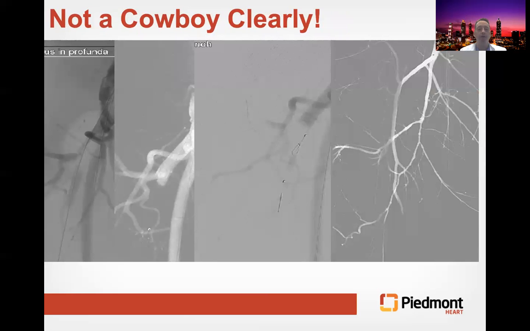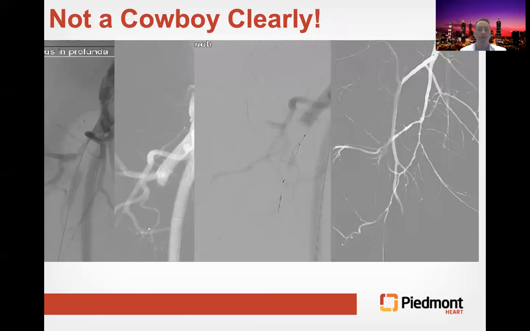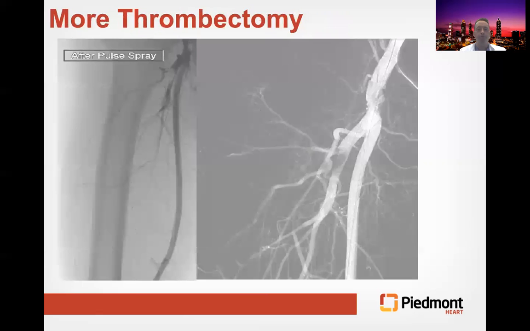I tried going down and lassoing the thrombus using an EPD. Clearly, I'm not a cowboy. I could not lasso well. I was able to go down there and basically do balloon angioplasty and restore flow to the profunda at low pressure. After pulse spray thrombolysis, you can see there's still a bit of pulse spray into the profunda, that is, there's still a large thrombus there.